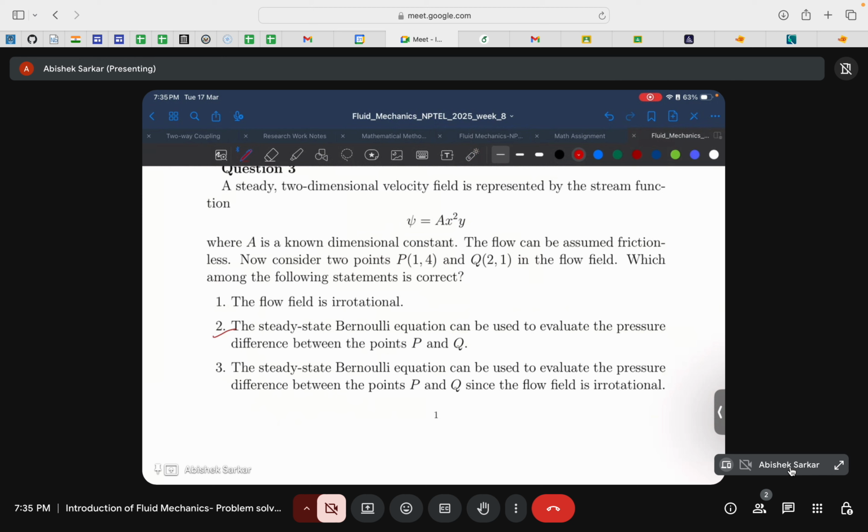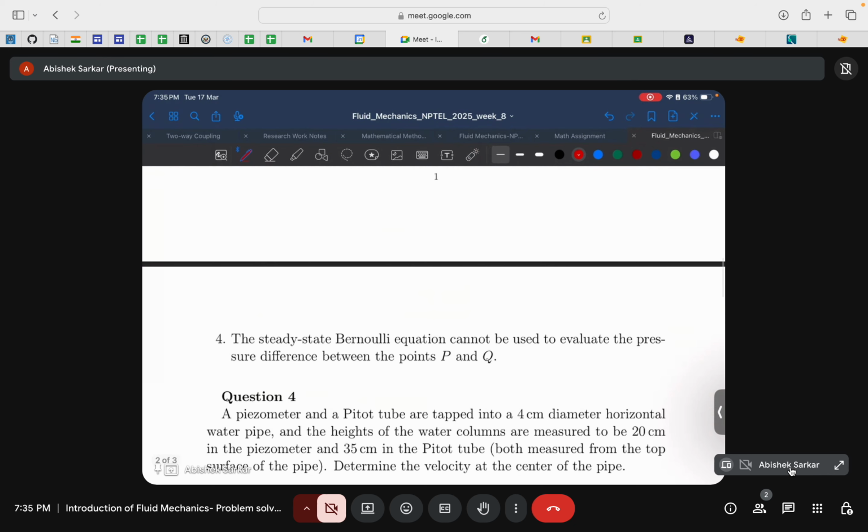Okay, this flow field is not rotational. The flow field is not irrotational. Again, this is not irrotational, so it is also incorrect. And it's not that we cannot use Bernoulli's equation, we can use it, so this is also again incorrect.